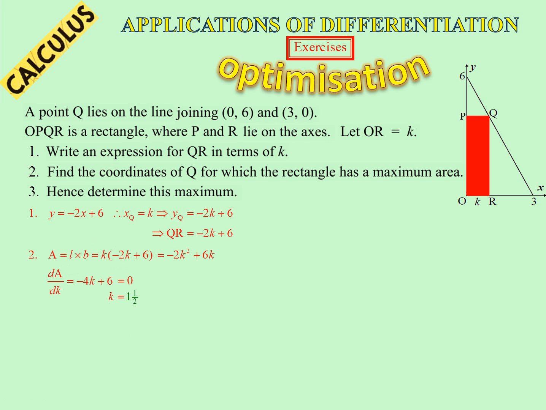So now we need to determine that maximum. So we just substitute 1.5, we're still determining the coordinates. We substitute 1.5 into there, and 1.5 into there for the coordinates of Q. There they are. Determine the maximum, substitute into our formula, and we get a maximum of 4.5.